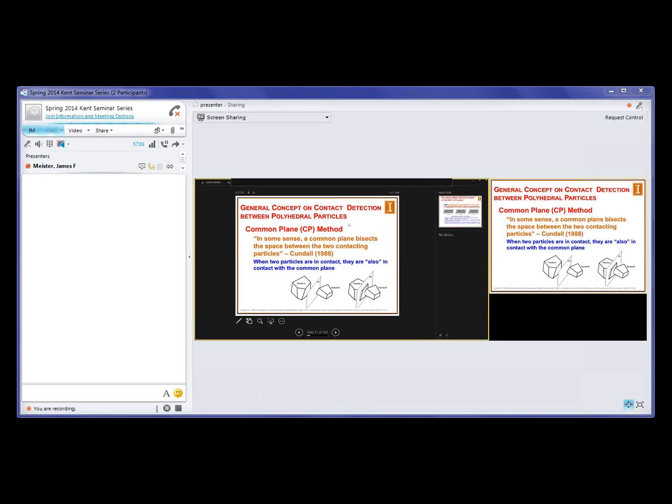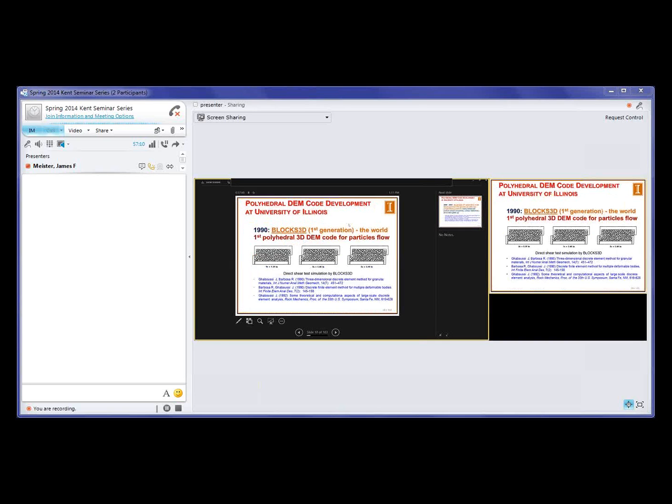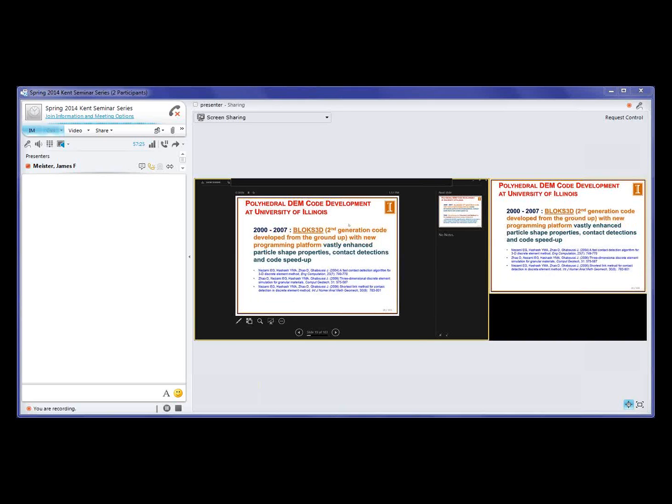Okay, next I will introduce how the DEM simulation tool was developed at the University of Illinois. In 1990, Professor Ghaboussi and his co-workers developed the world's first polyhedron 3D DEM code at the University of Illinois, called BLOKS3D, and it was used to simulate multiple engineering problems. Then since 2000, Professor Hashash and his co-workers coded the second generation of the DEM simulation code. You can see now we drop the K, so it becomes BLOKS3D. The second generation improved the contact detection algorithm and significantly saved computational expense.